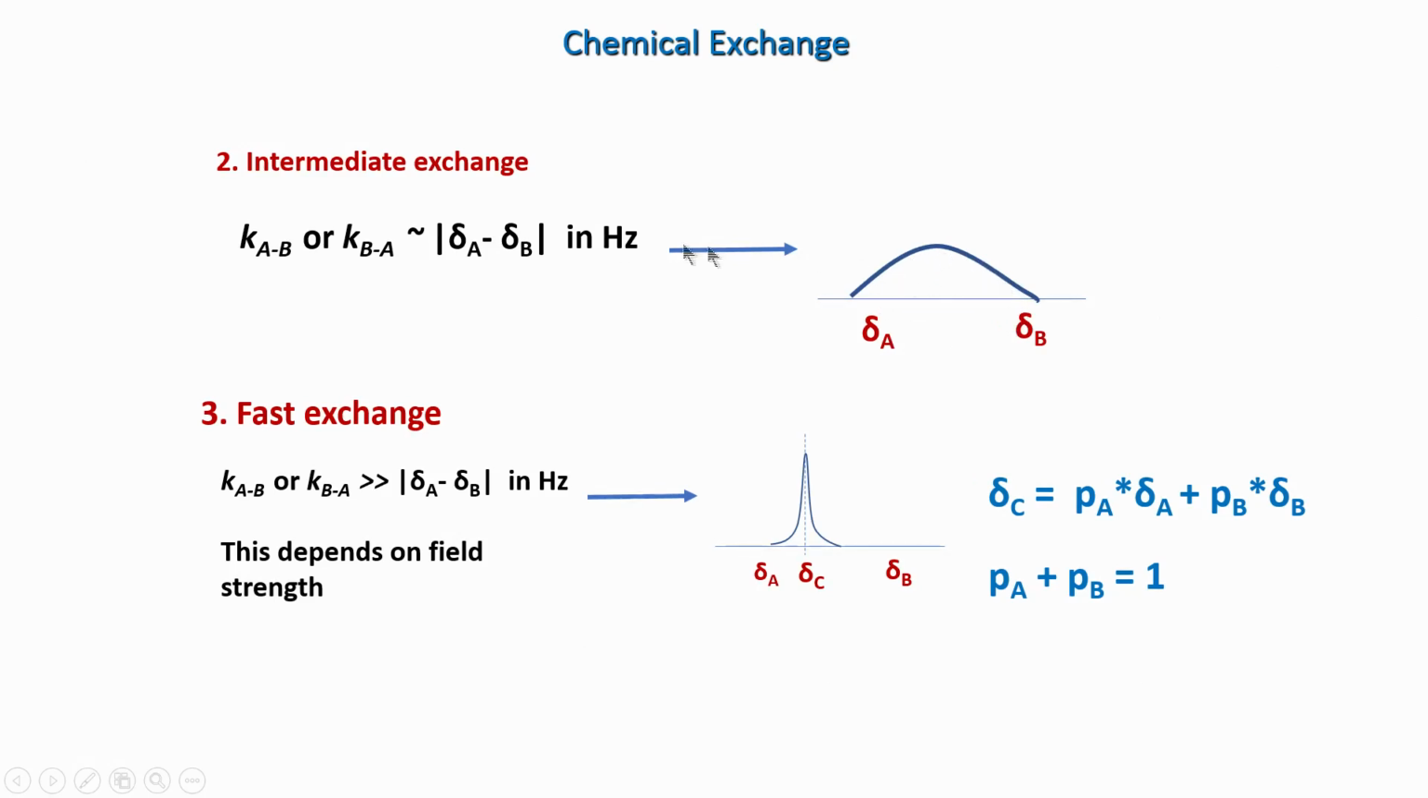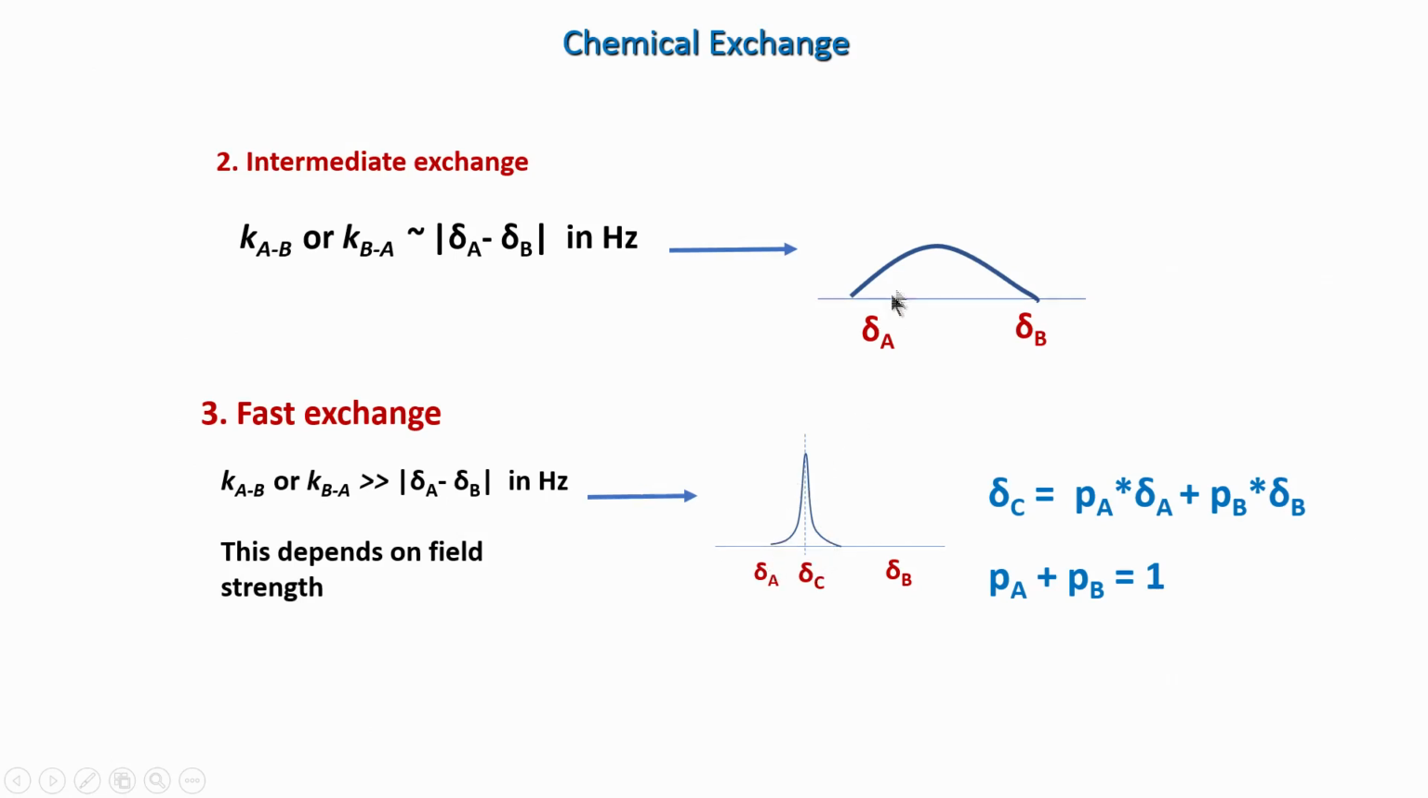So, this is called intermediate exchange. There are different regimes, or different types or categories, of exchange in NMR. There are three, as mentioned here. The first one was slow exchange and the second is called intermediate. A third scenario or possibility is that the rate of interconversion between A to B and B to A is much higher than the absolute difference, and again remember we are looking at the absolute difference on the Hertz scale between the two states. So, what happens in such a case?